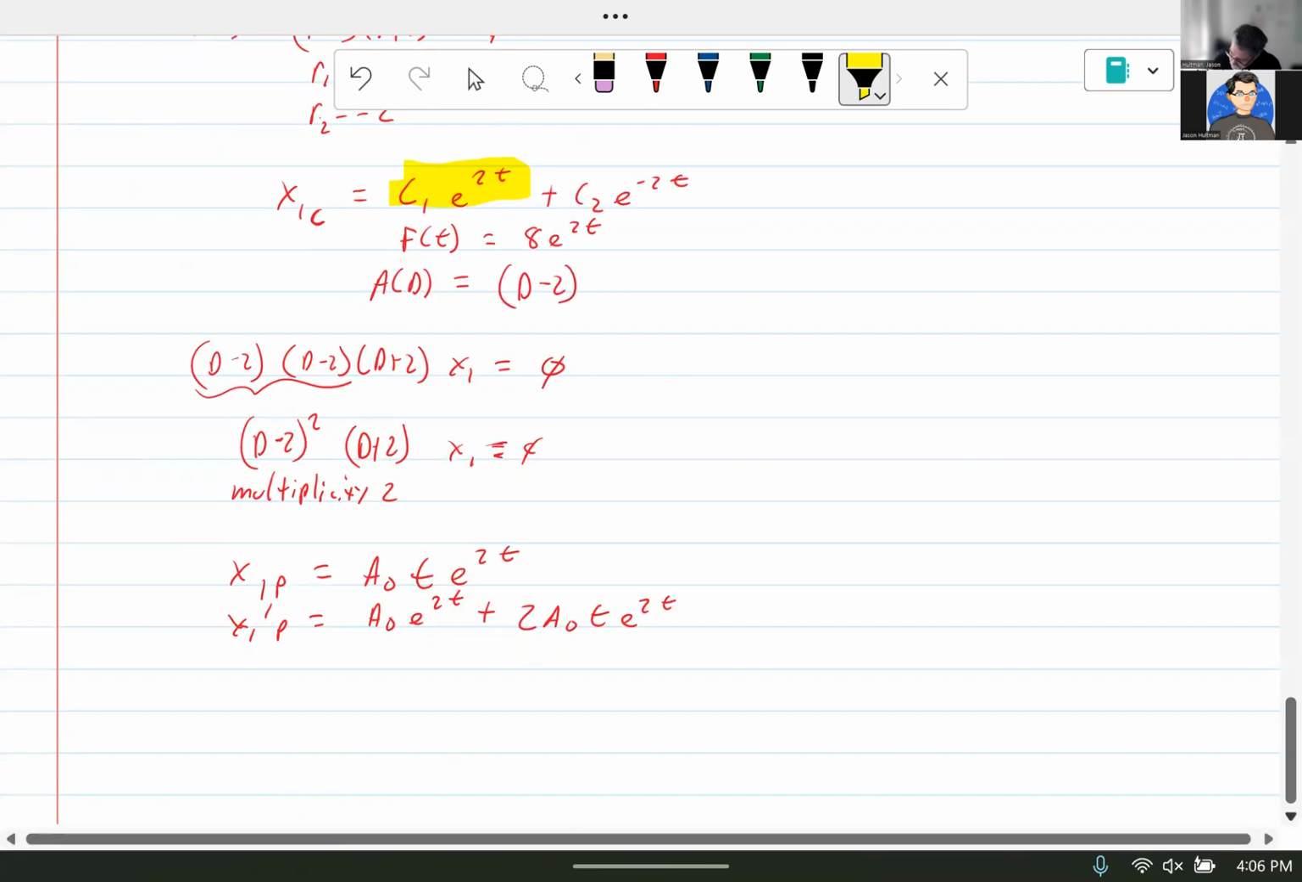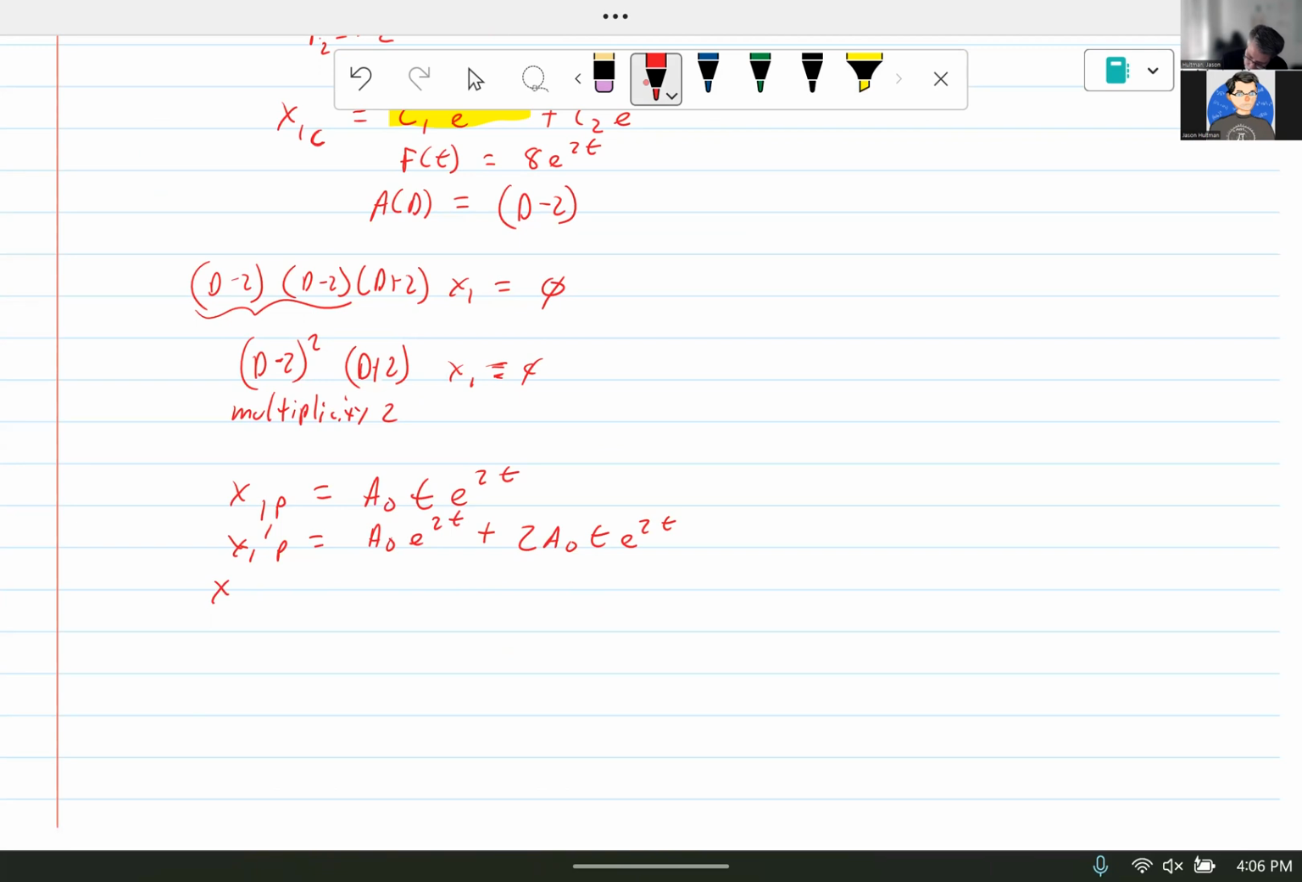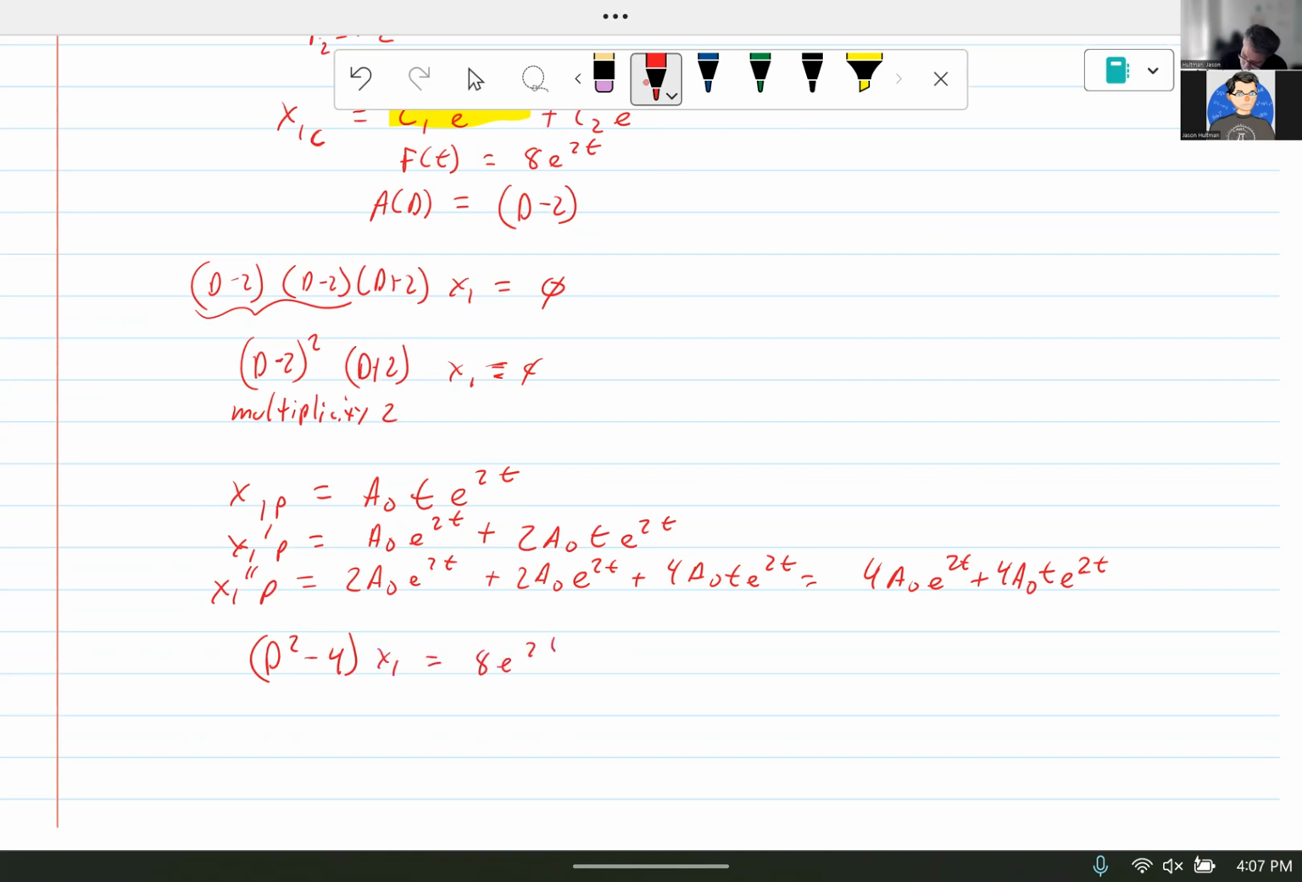So let's go and get our second derivative now. x1 double prime of p: the derivative of that is 2a naught e to the 2t plus 2a naught e to the 2t plus 4a naught t e to the 2t. So that's going to be equal to 4a naught e to the 2t plus 4a naught t e to the 2t. And the equation we're going to be working with is this one, x1 is equal to 8e to the 2t.